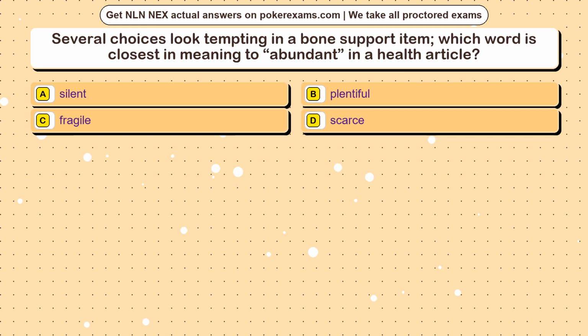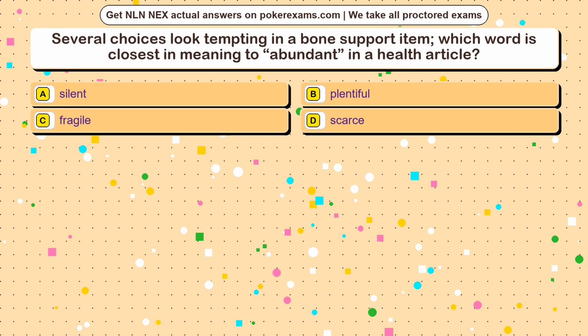Question 12. Several choices look tempting in a bone support item. Which word is closest in meaning to abundant in a health article? Option A, silent. Option B, plentiful. Option C, fragile. Option D, scarce.